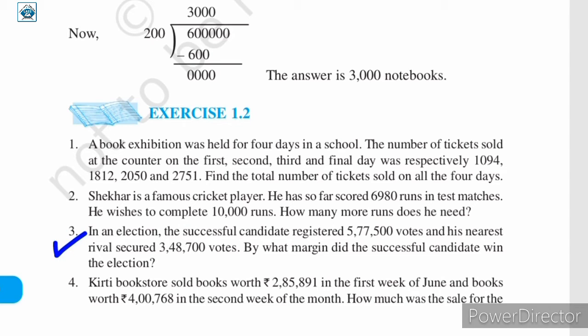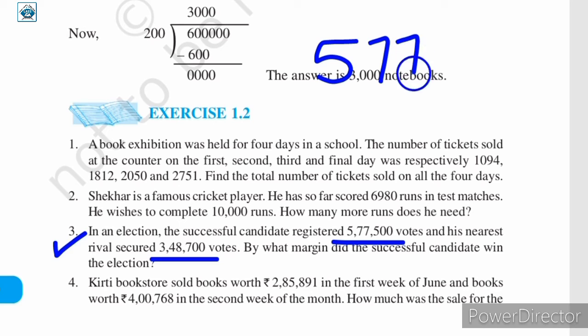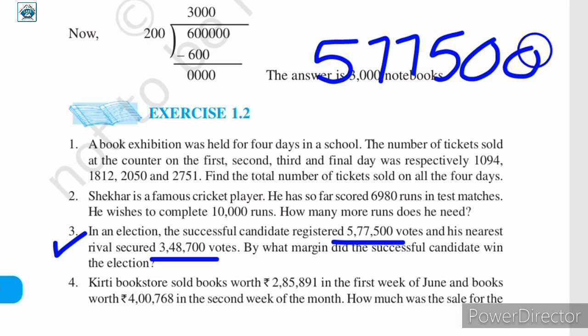Question number 3. In an election, the successful candidate registered 5,77,500 votes and his nearest rival secured 3,48,700 votes. By what margin did the successful candidate win the election? From the data given to us, we obviously know that the number of votes secured by the successful candidate is more, which is 5,77,500.